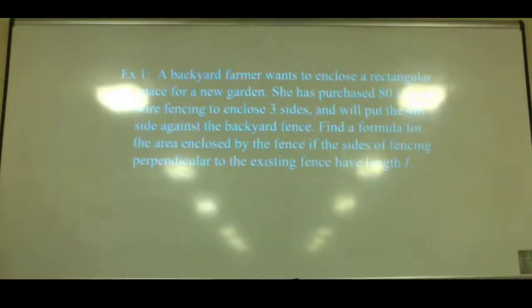Okay, so let's do an example that is going to lead us to a quadratic situation here. It says a backyard farmer wants to enclose a rectangular space for a new garden. She has purchased 80 feet of wire fencing to enclose 3 sides and will put the 4th side against the backyard fence. Find a formula for the area enclosed by the fence if the sides of fencing perpendicular to the existing fence have a length of L.